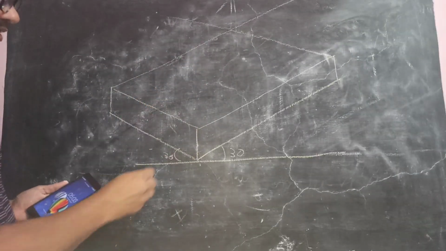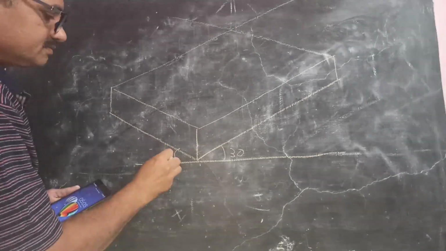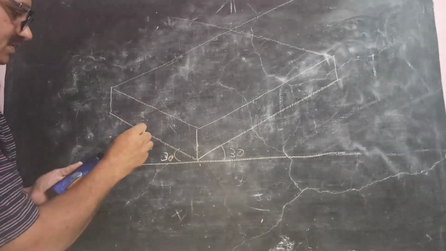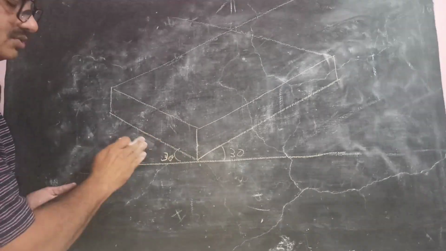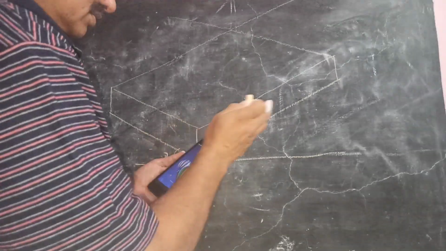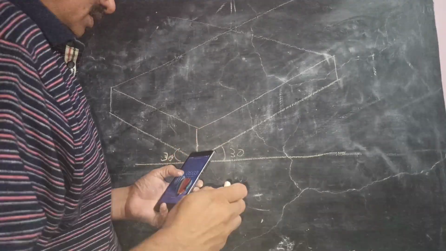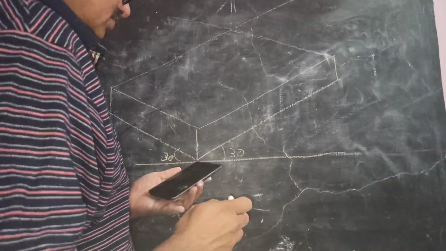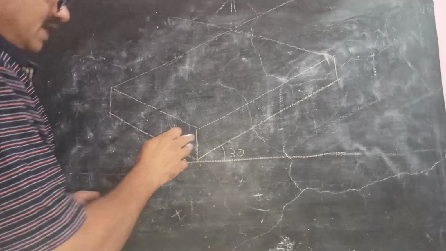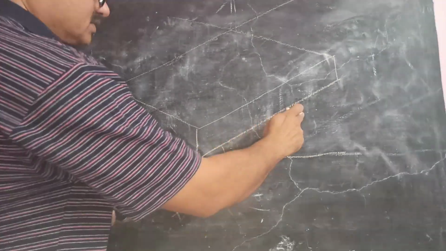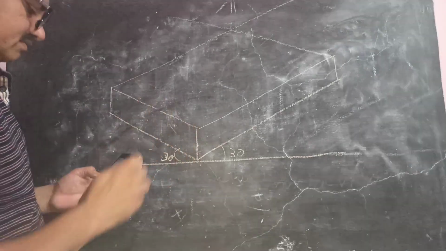Isometric view. This angle is of 30 degrees. This dimension is given as 32. Do not write dimensions. You need not put the dimensions in isometric projection or isometric view. No need to put the dimensions on the diagrams. Okay, this is 56 the length, the height is 8.